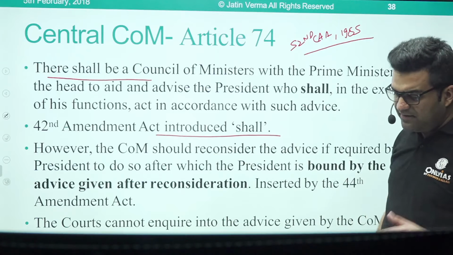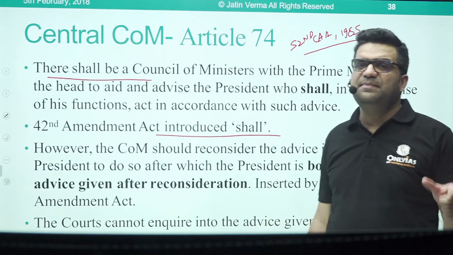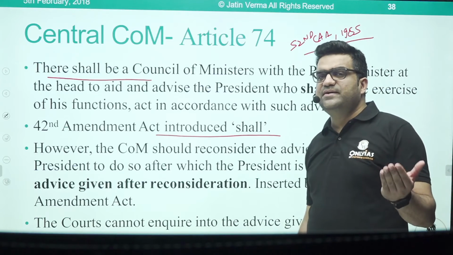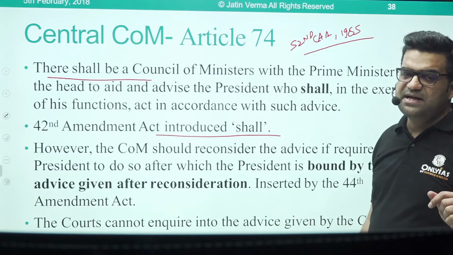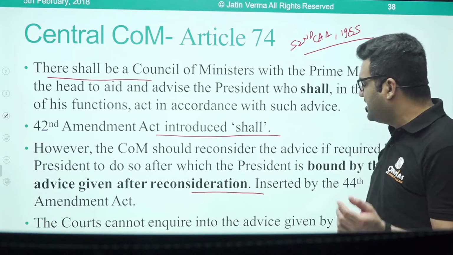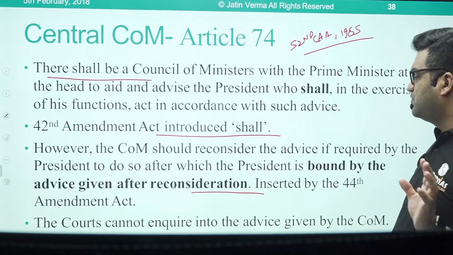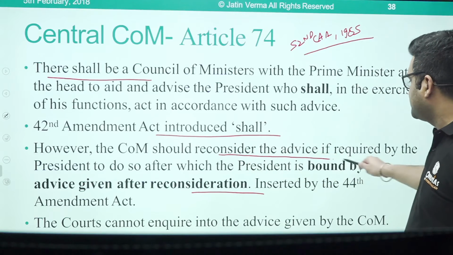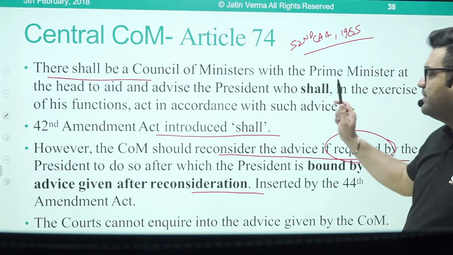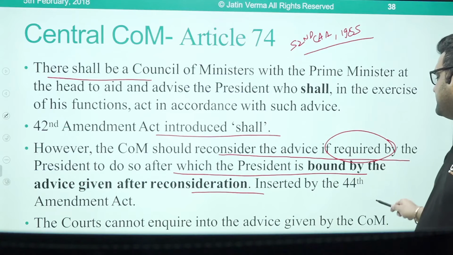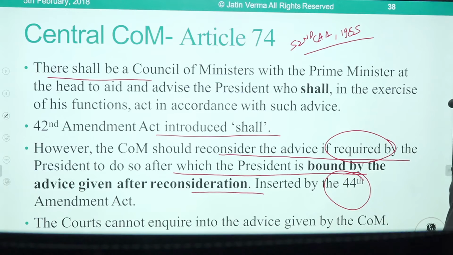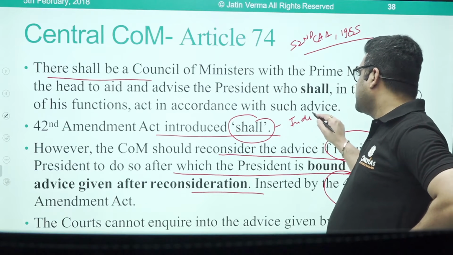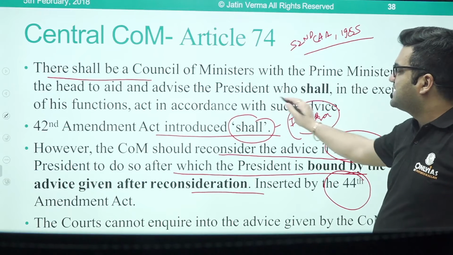Here the word shall means that the president shall be bound by the aid and advice of the Council of Ministers when the same advice is tendered the second time, if not the first time. After reconsideration, the president is going to be bound by the advice. However, the Council of Ministers should reconsider the advice if required by the president to do so, after which the president is bound. This safeguard was given to the president by the 44th Amendment Act. The word shall was added by Indira Gandhi. She was an iron lady, so she would insert these types of words.